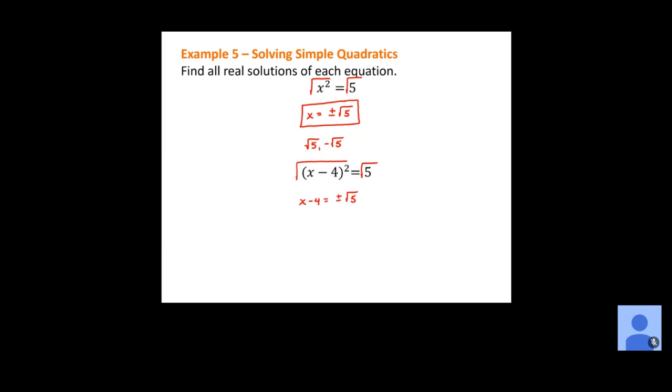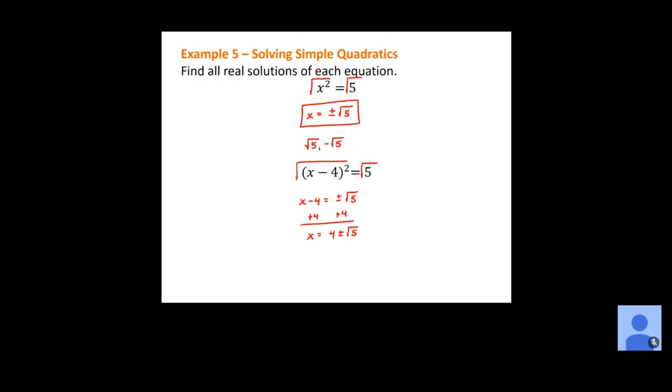Now, this time my x is not by itself yet, so we still need to do a little bit more work to make that happen. I need to get rid of this minus 4. To do that, we're going to add 4 to both sides. That gives me my x. And notice here, square root of 5 and 4 are not like terms. I can't combine those, and so all we're left with here is 4 plus or minus the square root of 5. Or plus or minus square root of 5 plus 4. Either order is perfectly fine, but it is a positive 4 and then a plus or minus square root of 5.